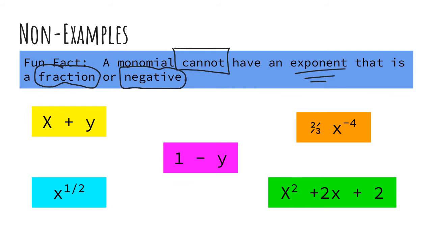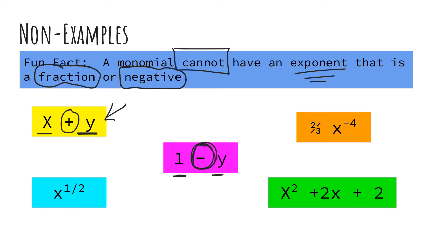So let's look at this yellow box. The problem here is that we have an addition sign. So we actually have two terms. That is called a binomial. Let's look at the pink box. Here's a subtraction sign. I actually have two terms. That is a binomial.